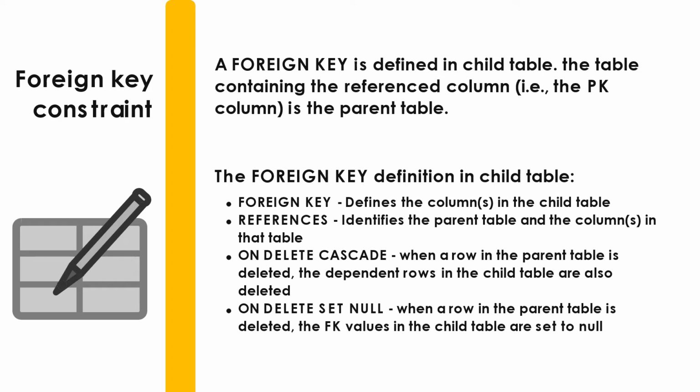If we add ON DELETE CASCADE, we mean that when a row in the parent table is deleted, the dependent rows in the child table are also deleted. But if we have ON DELETE SET NULL, when a particular row in the parent table is deleted, the corresponding foreign key values in the child table are only set to null.